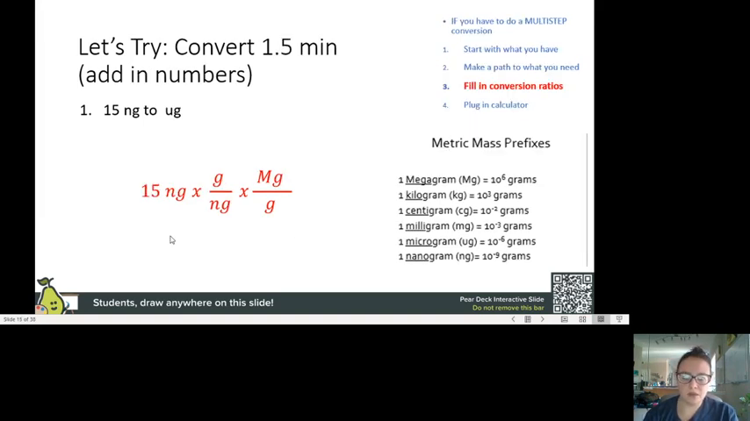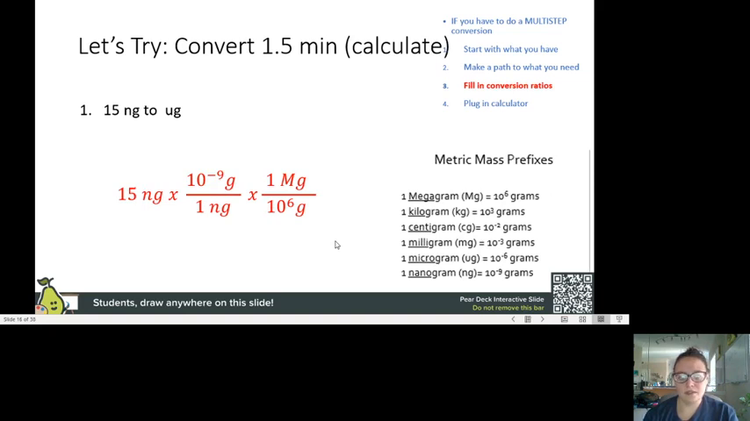So then we fill in the bottom. Nanograms and nanograms should be diagonal. Grams and grams should be diagonal. So then we plug in our numbers. 1 nanogram is 10 to the minus 9 grams. I got that from right here on the right. And then 1 megagram is 10 to the 6 grams. So obviously I put the wrong conversion factor, but same idea. If we were going to do micrograms, instead of 10 to the 6 we do 10 to the minus 6.